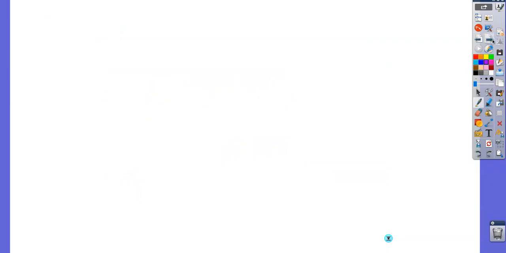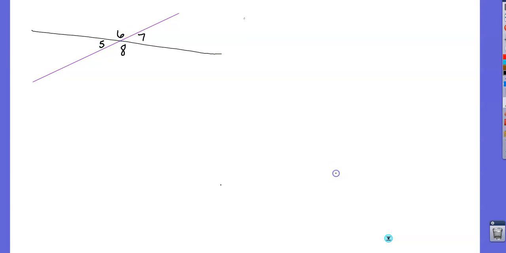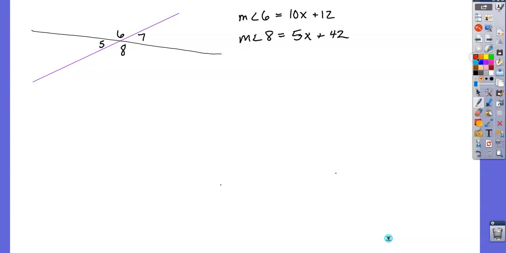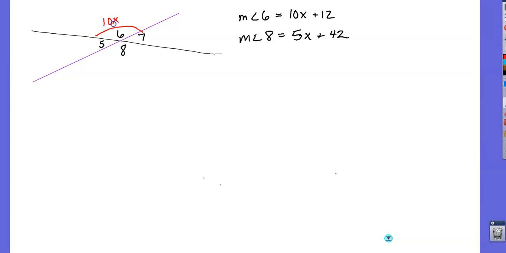How about this guy? Again, if you want to pause and try them yourself, you can. Let's do this one, and let's say I'll use 5, 6, 7, 8. Maybe this time I give you the measure of angle 6 is equal to 10x plus 12, and maybe the measure of 8 is 5x plus 42. First things first, I would label my diagram. This whole thing is 10x plus 12, and this whole thing is 5x plus 42.